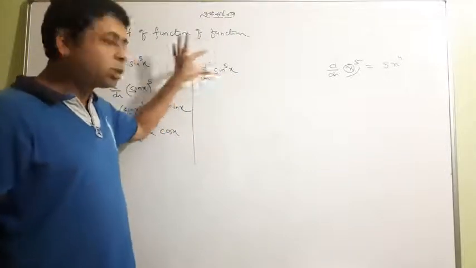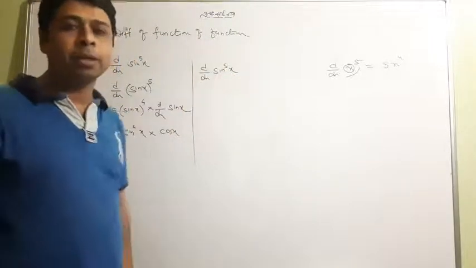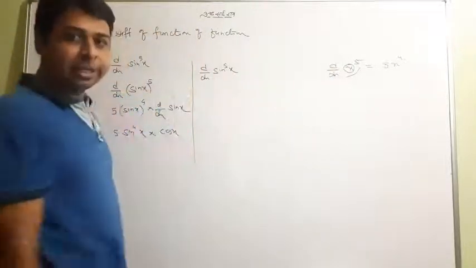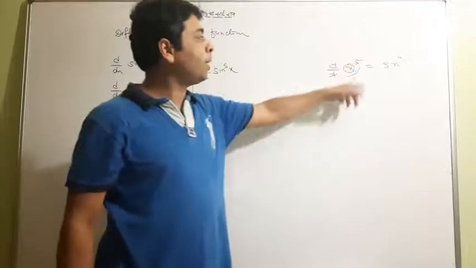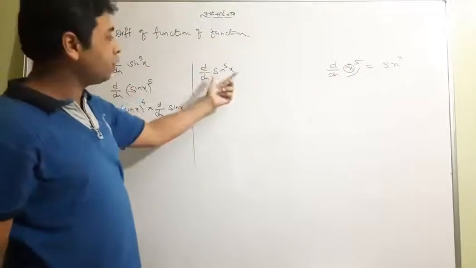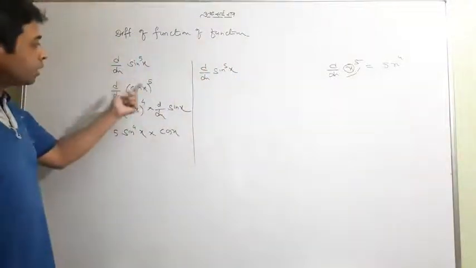Actually it looks a little different, but you have to make the habit that it is x to the power 5. Instead of x, what is coming? Sin x. It is x to the power 5, and instead of x, sin x is coming. So the first function will be power and the second will be sin x.